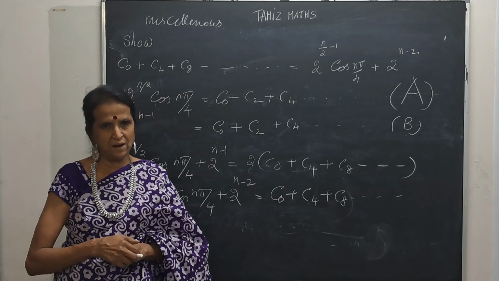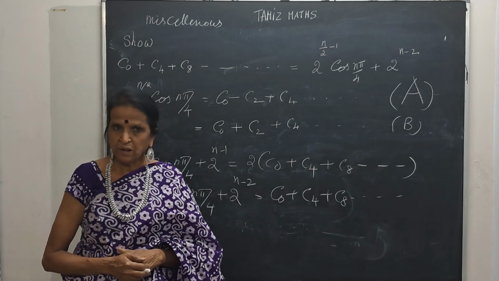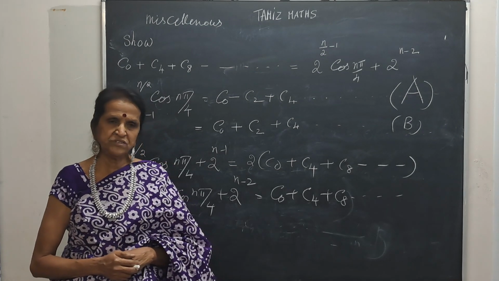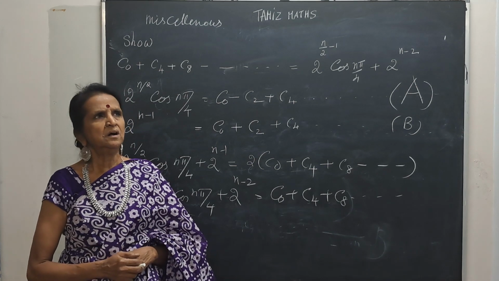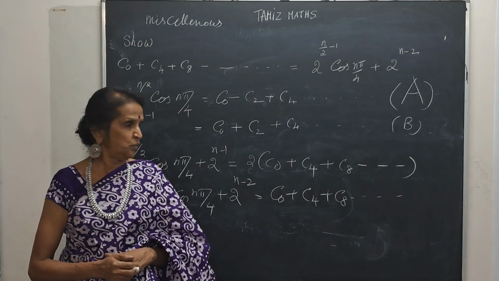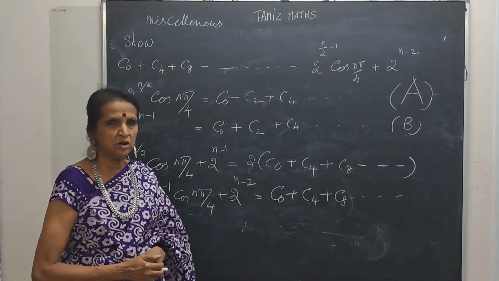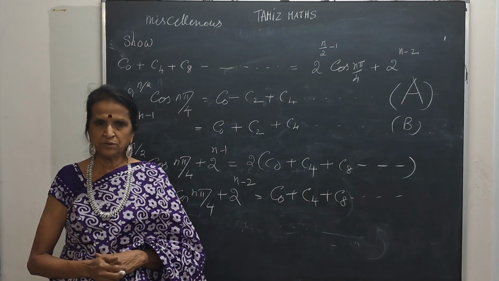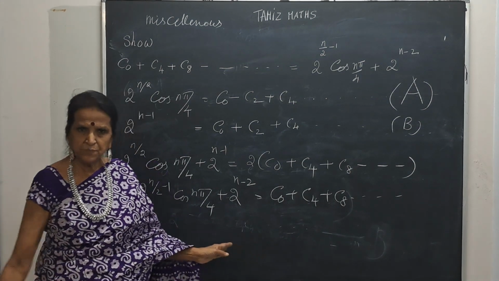So, binomial. Surely questions will be there, and the relationship between the coefficients. Some are very common, which you're supposed to know, like C0 plus C1 plus C2 and so on equal to 2 power n, you know. But this is beyond that.